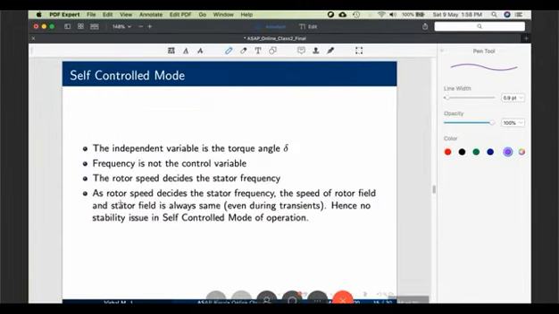Now, how can we make omega equal to omega r even during transients? That is what is used in self-controlled mode. Now, do not read all this; you will not understand. Now, listen to me.